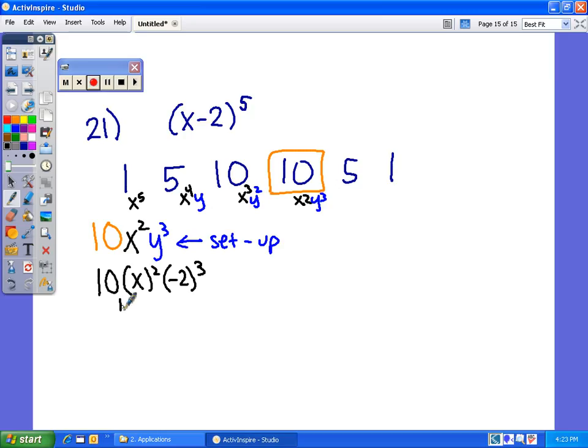So then I'm just going to do 10 times negative 2 cubed. Well, negative 2 cubed is negative 8. Negative 8 times 10 is negative 80. And now I'm going to have x squared and no y value. And that's the answer to 21.